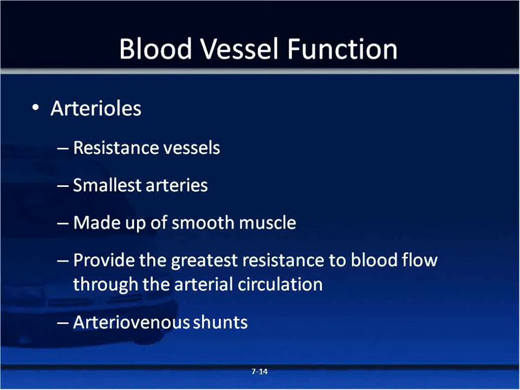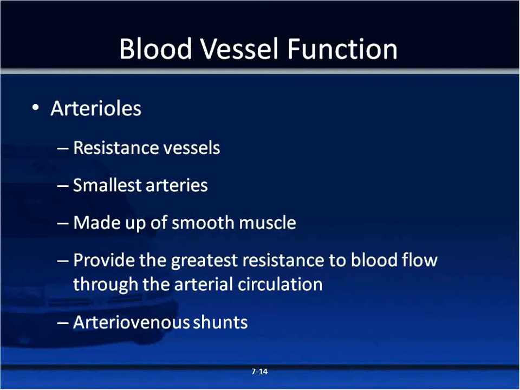The smallest arteries, arterioles, are made of smooth muscle. They provide the greatest resistance to blood flow through the arterial circulation because the lumen of the arteriole is narrower than the medium and large arteries. For this reason, arterioles are called resistance vessels. Arterioles have a rich supply of fibers of the sympathetic division of the autonomic nervous system and are primary sites at which the body controls the amount of blood sent to various organs.